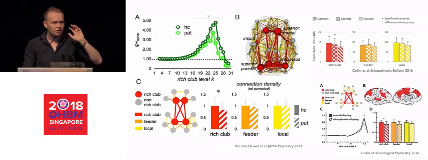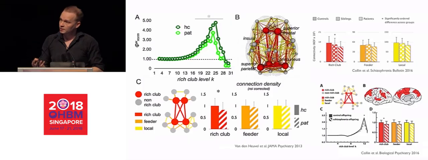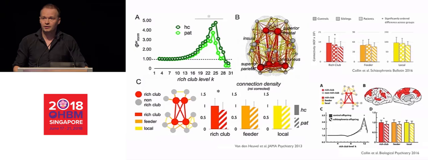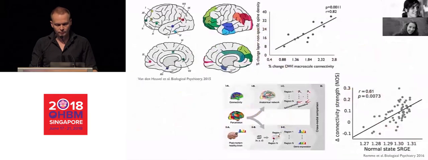We found this in patients, but also in their siblings, suggesting genetic underpinnings of the effect, as well as more recently in high-risk subjects, suggesting that these effects might potentially already be there before the onset of the disorder and are very likely to be a neurodevelopmental effect.